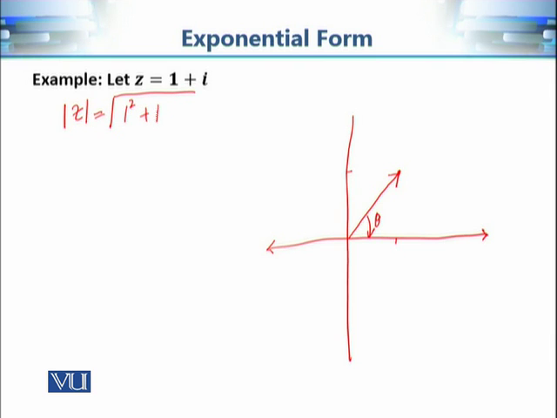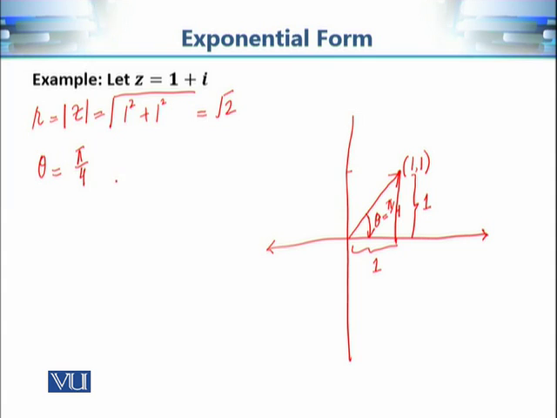So square root of 1 square plus 1 square, which is equal to square root 2. So this is the length, or in other words the coordinate r of this complex number. Now let's see how to calculate this angle theta. Now the coordinates of this head of this vector are 1, 1. So in other words, this length is 1 and this length is also 1. Now we know that if we have this triangle, then theta is equal to pi by 4, or in other words 45 degrees. So we can say that theta is equal to pi by 4.